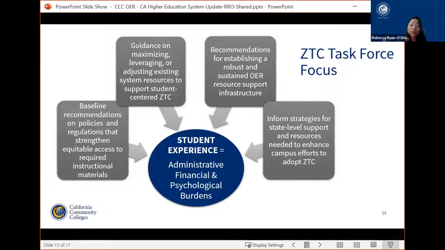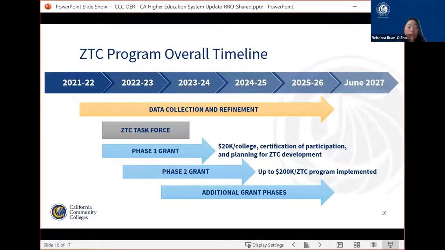Remember, we're shifting our support from the right side, which is the high-touch individual supports, to more of a system-level support. The roles will have to shift. And what does that look like? We need everyone's recommendations and experience to inform that overall strategy. Next slide, please. So this is an overview of our ZTC grant program.